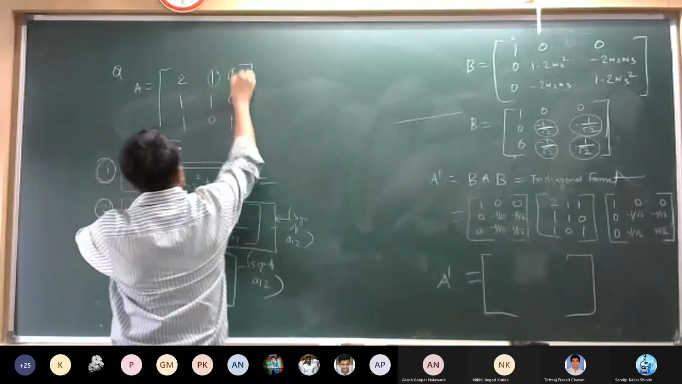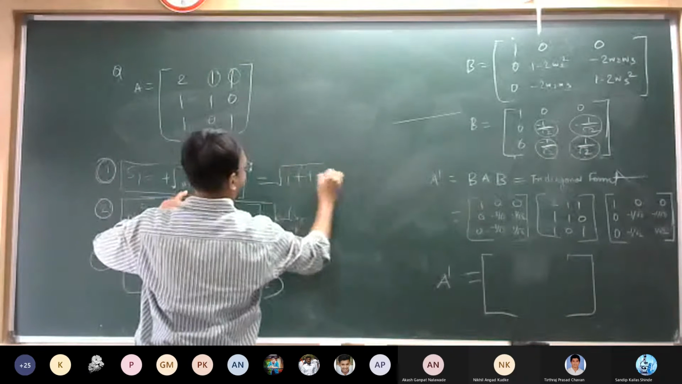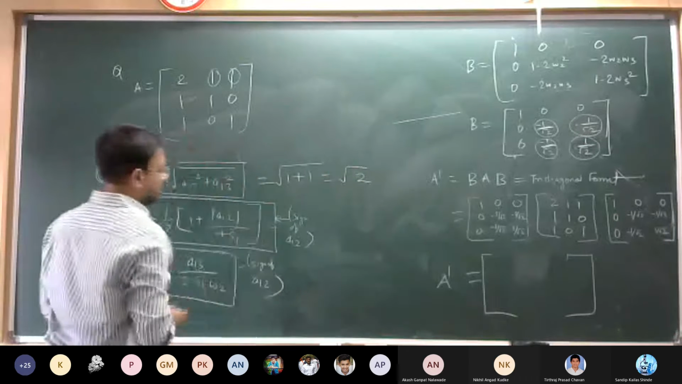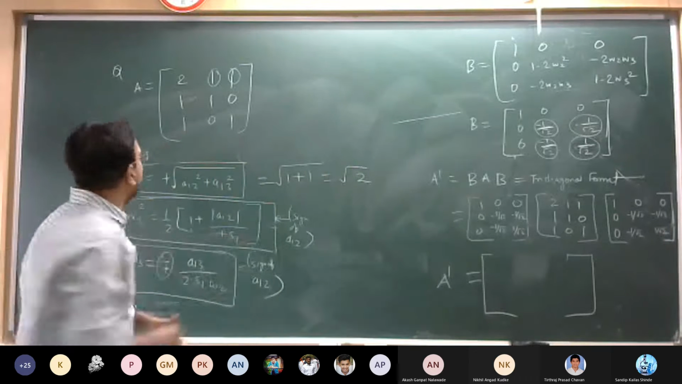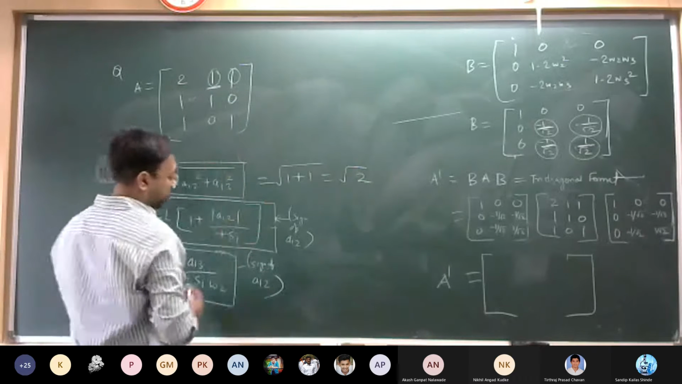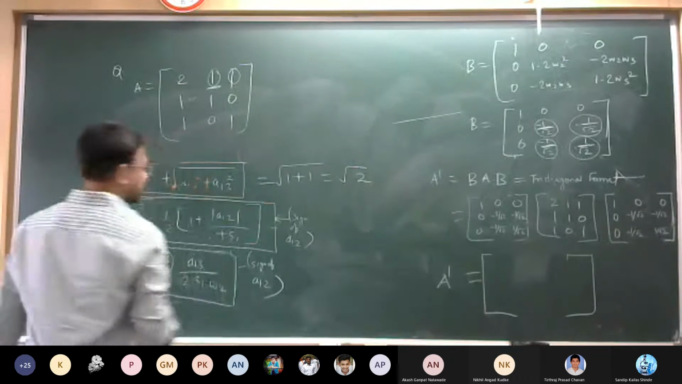A12, this and this term. So 1 plus 1 over 2. Sign of A12, this position, positive, both are positive. That's why it would be easy.